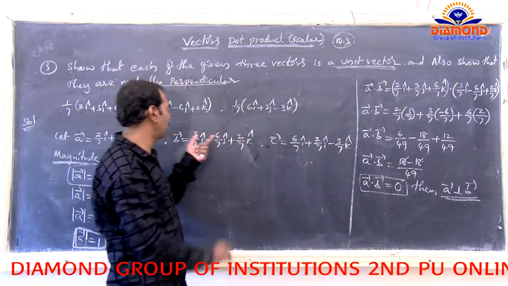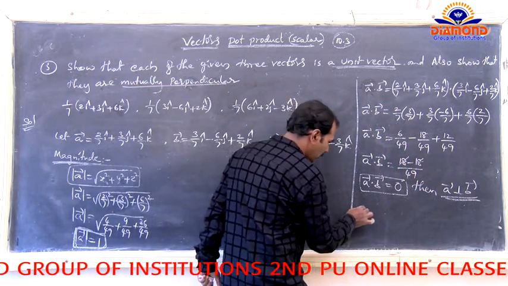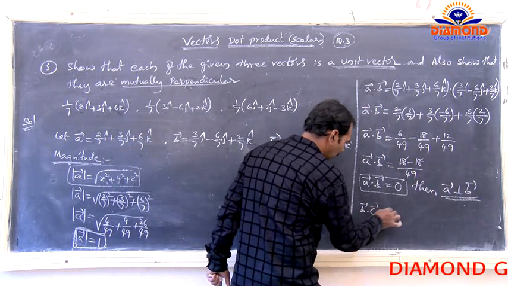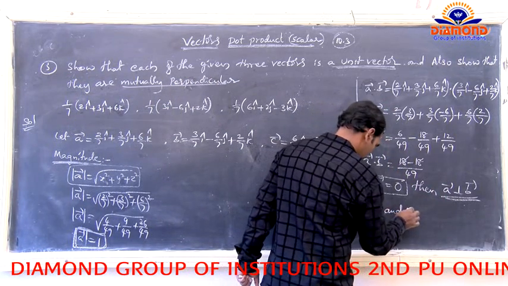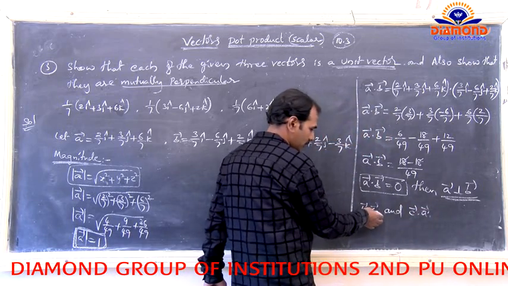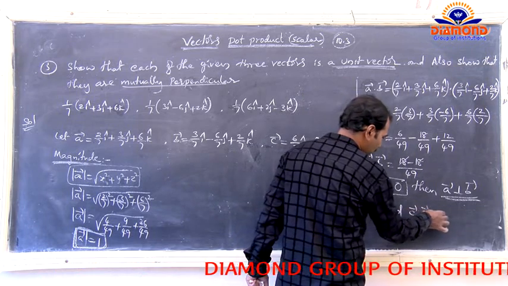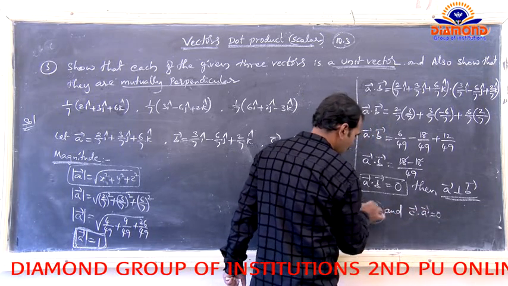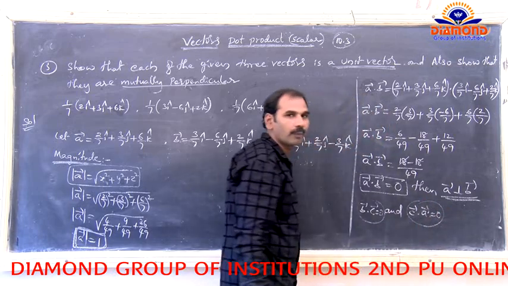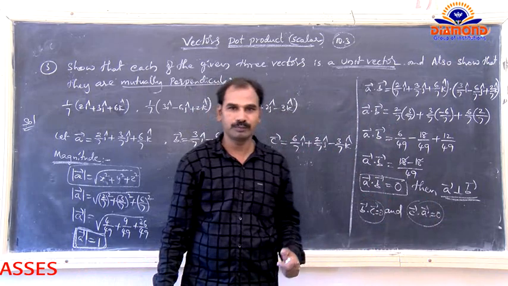Similarly, you calculate b vector dot c vector and c vector dot a vector. B vector dot c vector is also 0; verify this one. C vector dot a vector is also 0. So these are also mutually perpendicular vectors. So that is the fifth problem.